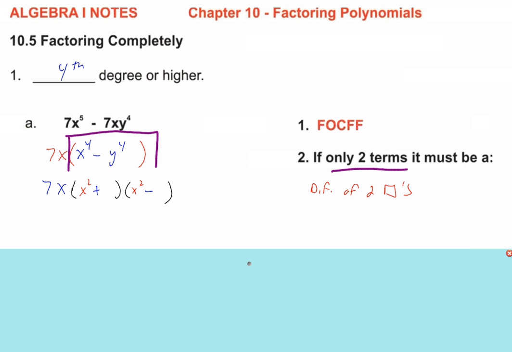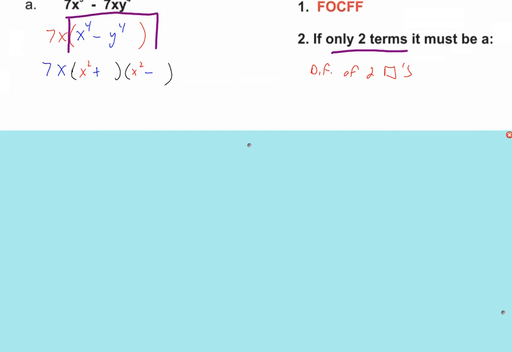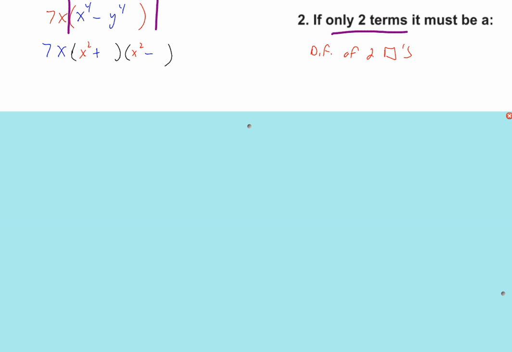Let me go a little higher for you guys. And square root of the back. Now, again, we're looking at the blue part, right? This is where we're at right now. And what is the square root of y to the fourth? Y squared. So that goes in the back. Okay? Now look what we have.